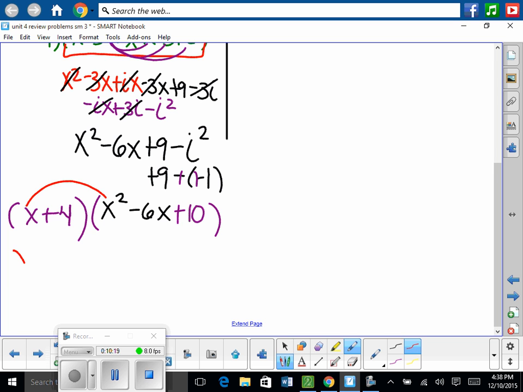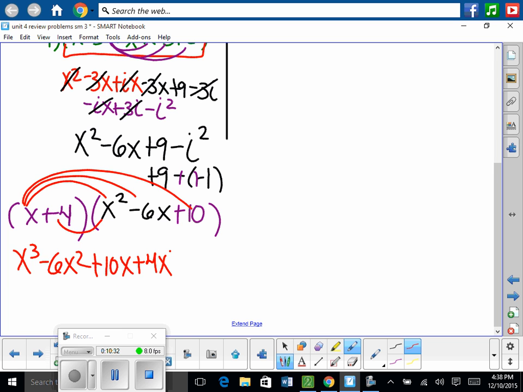x times x squared is x cubed. x times negative 6x is negative 6x squared. x times 10 is positive 10x. And then I have positive 4 times x squared is positive 4x squared. Positive 4 times negative 6x is negative 24x. And then positive 4 times positive 10 is positive 40.